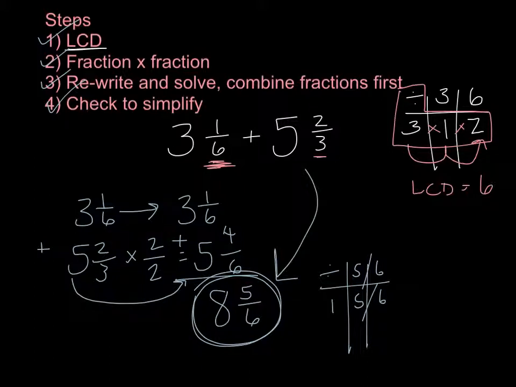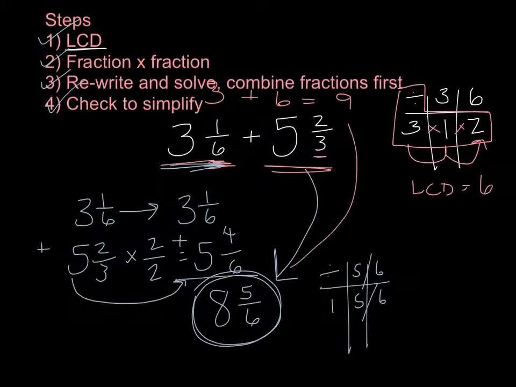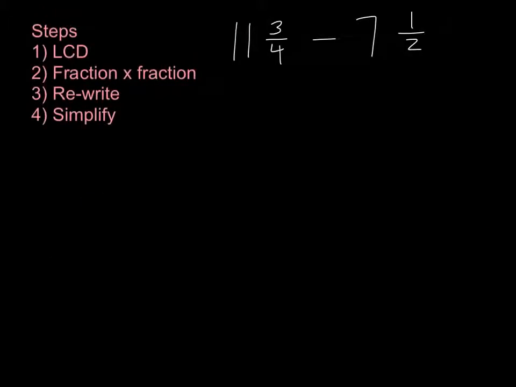I can always use estimation to help me make sure that my answer is correct. 3 1/6 is closer to just being 3. 5 2/3 is very close to being 6. And 3 plus 6 is almost 9, and 9 is very close to 8 5/6. So my answer is reasonable. Now let's try a subtraction problem. 11 3/4 minus 7 1/2. First step is to look at the denominators and find the LCD.